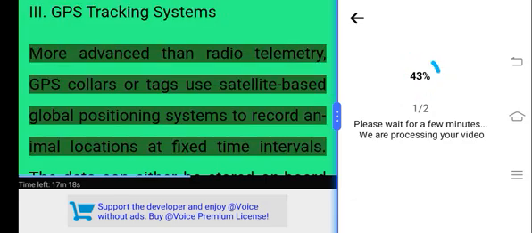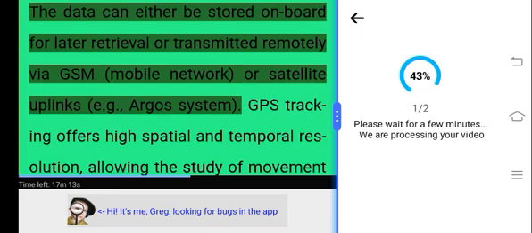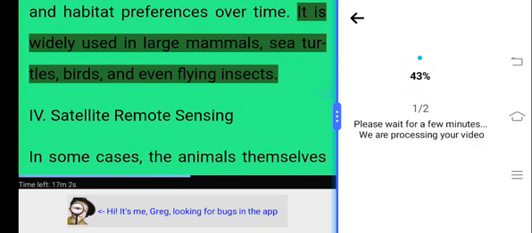3. GPS tracking systems. More advanced than radio telemetry, GPS collars or tags use satellite-based global positioning systems to record animal locations at fixed time intervals. The data can either be stored onboard for later retrieval or transmitted remotely via GSM, mobile network, or satellite uplinks, e.g., Argos system. GPS tracking offers high spatial and temporal resolution, allowing the study of movement paths, home ranges, migration routes, and habitat preferences over time. It is widely used in large mammals, sea turtles, birds, and even flying insects.